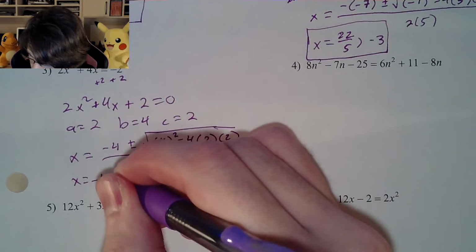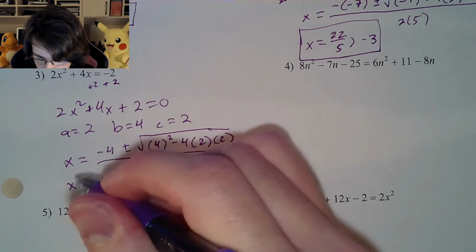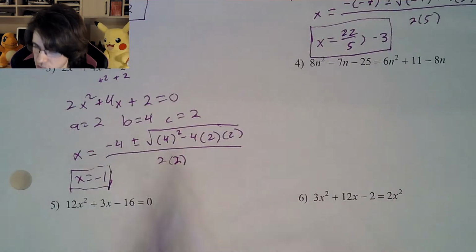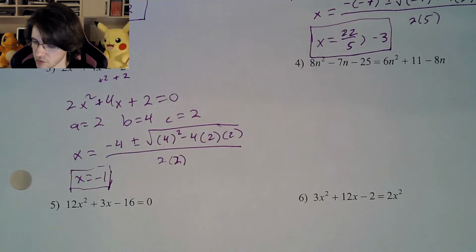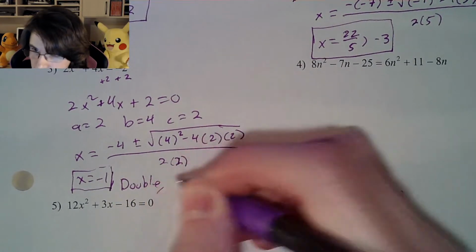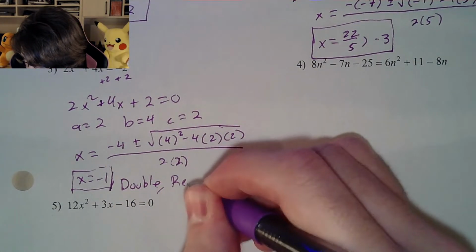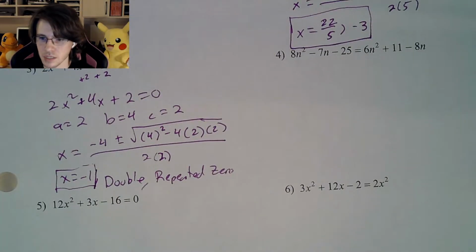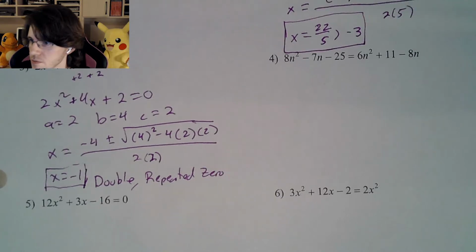Negative 1 again. So this is one of those situations where you have a double root. That was expected, actually, and that's okay. So again, whenever you have only one answer to the problem, that's okay. It's called a double root, also called a repeated 0. So those are the 2 ways we can discuss that one if we need to.